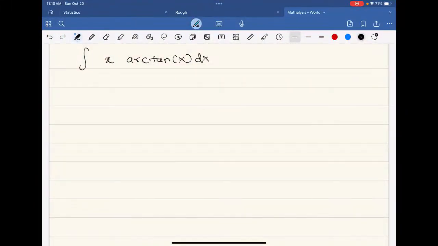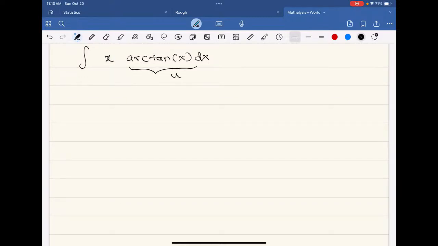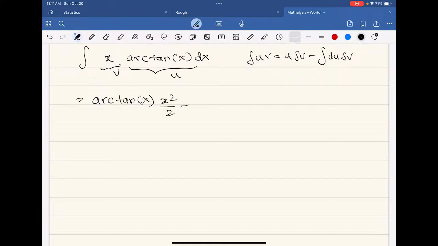So let's solve this. Again, we'll use integration by parts. We'll assume this as u, this as v, and then we'll use the formula for uv: u times integral of v minus integral of derivative of u times integral of v. Let's do that. First of all, we will have arc tan x, and the integral of x will be x square by 2, minus integral of the derivative of arc tan x, which is 1 by 1 plus x square.